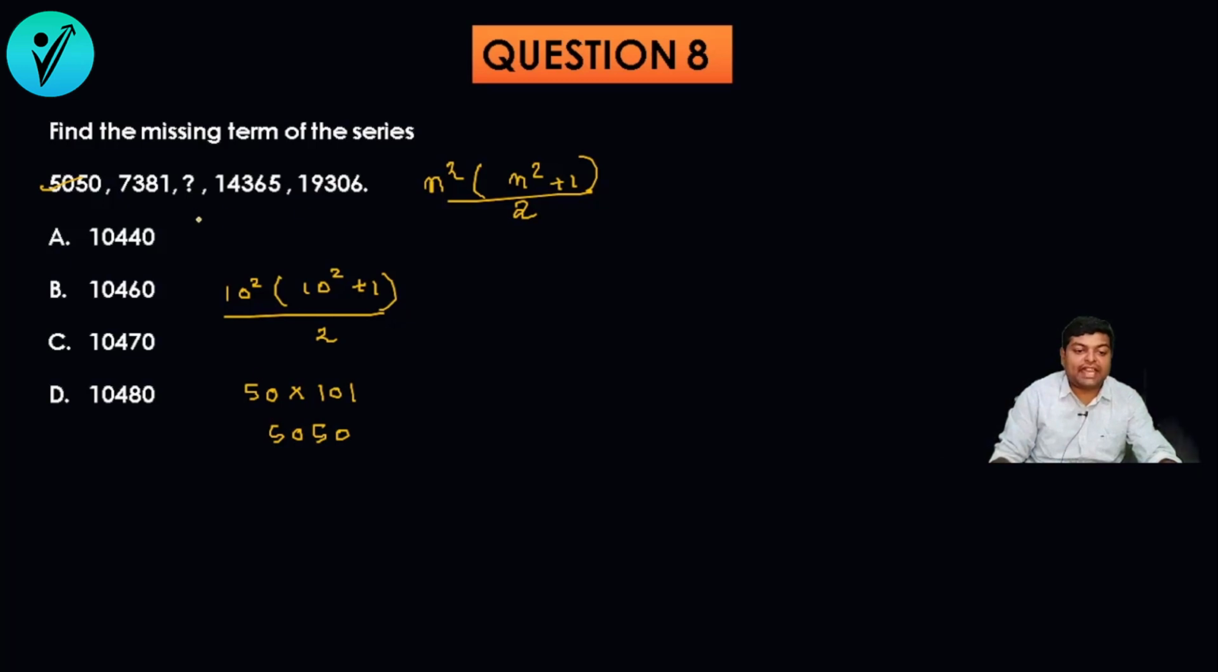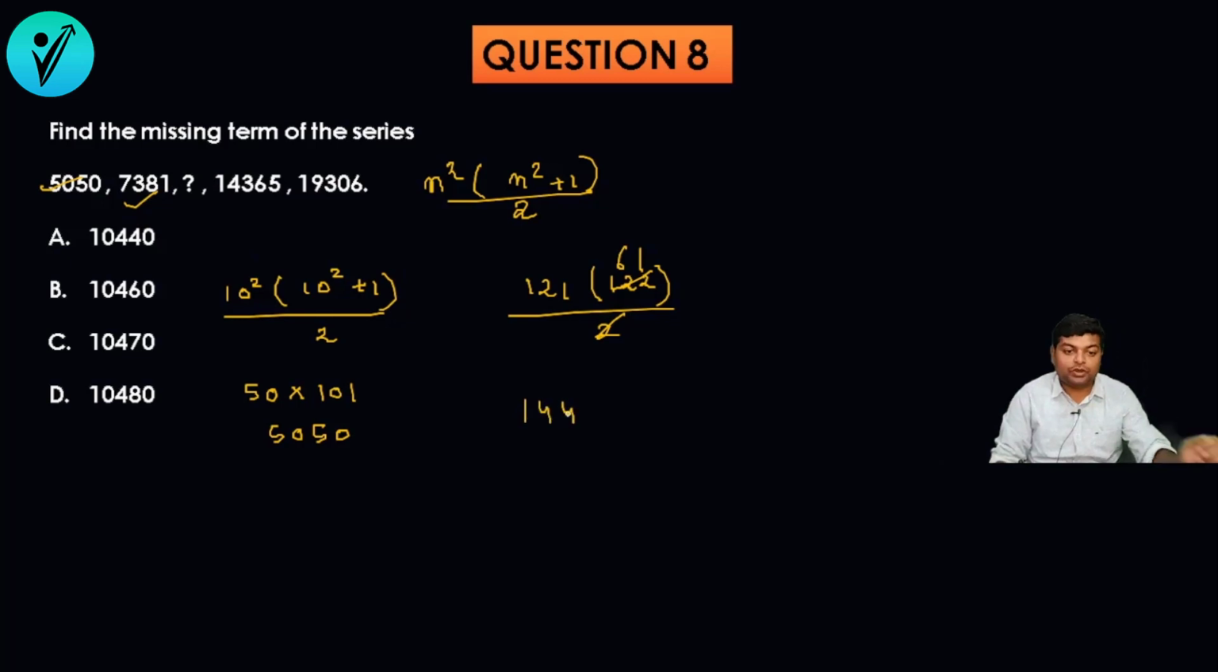Similarly, if you use the value of n as 11, okay, if n is 11, what will we get? 11 square, which is 121, into 121 plus 1, which will be 122, whole divided by 2. When you simplify it, it's 61. So 121 into 61 is 7381. So what will this number be? It will be actually 12 square. So 12 square is 144, into 145 upon 2. So it will be divided by 72.